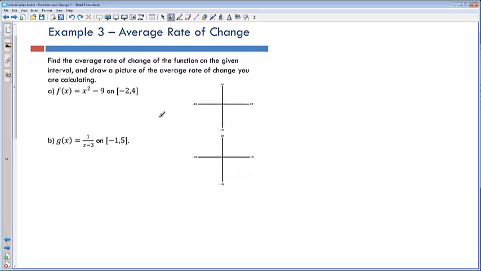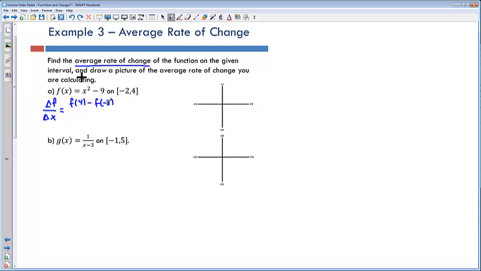So this is a more standard type of problem. Here, we want to find the average rate of change of the function on the given interval, and then draw a picture of the average rate of change that we are calculating. So let's do that. Here's our function, x squared minus 9, on the interval [-2, 4]. Let's just follow the formula, and then we'll draw a picture of what this is. So delta f over delta x, the change in the output over the change of the input, is equal to f of 4 minus f of negative 2.